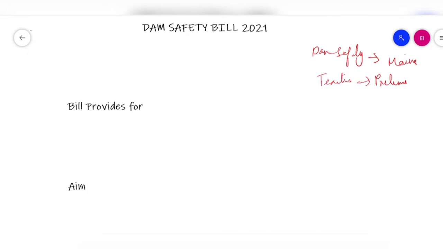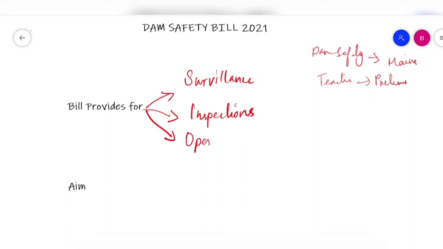First of all, we are going to begin with what this bill provides for. There are four different things. The first one is surveillance. Second, inspections. Third, operation. And maintenance of the dams. This is what this bill provides for. This bill is for creating an institutional framework for the surveillance, inspections, operation and maintenance of the dams of India. And what is the aim of this bill?